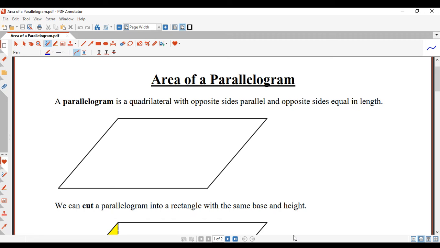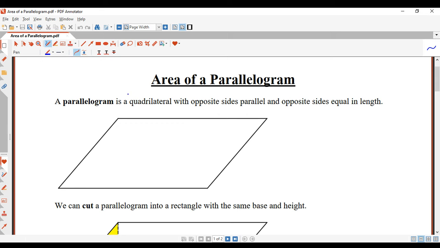Okay, boys, we're going to be looking at the area of a parallelogram. So let's have a look at your notes. You should have printed this out so you can write on top of the page. Let's start off with what a parallelogram is.